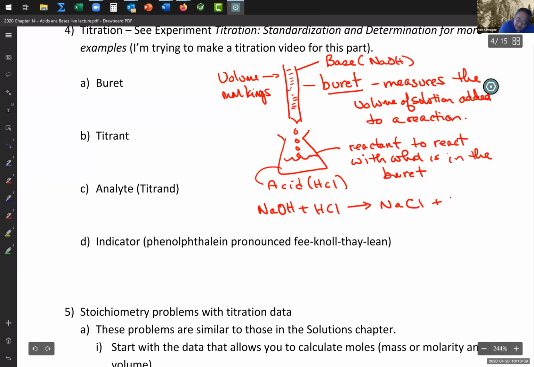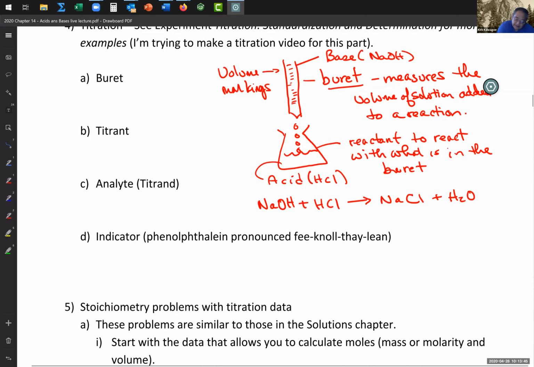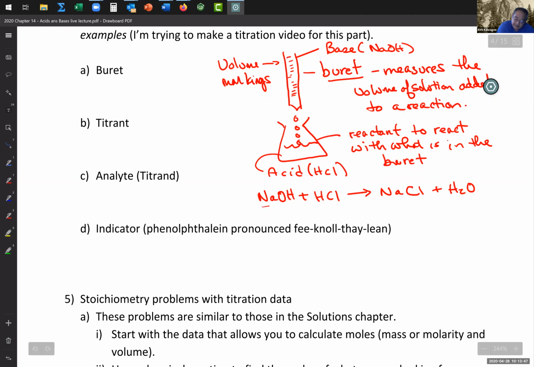Plus H2O like that. So that's the reaction. And actually there's a substance called an indicator that we put in along with this, and it tells us when the reaction is done. It tells us when we've added exactly enough stuff from the burette to react with exactly the amount of stuff that's in the flask. Okay, so that's the idea of a titration.